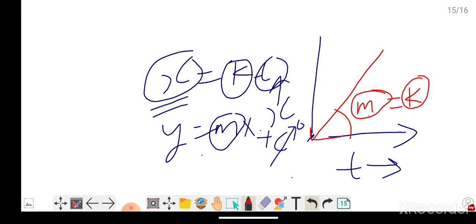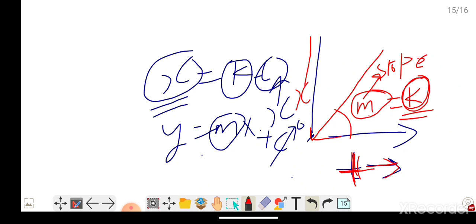Here k is the rate constant. This m denotes the slope. So k denotes the rate constant, and here the slope is k. This is time, and this is the x axis, the concentration of product. In this way, the product versus time graph is also drawn.